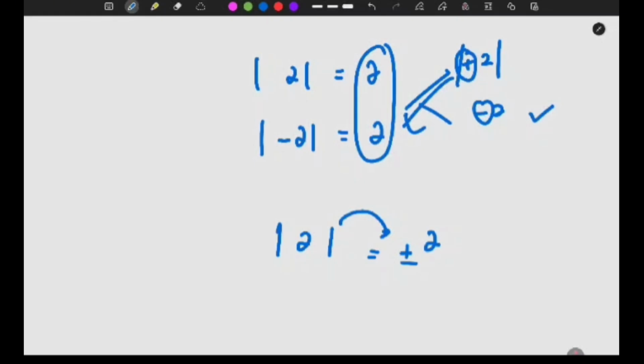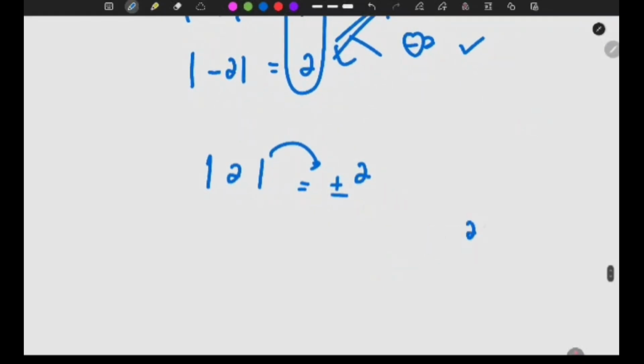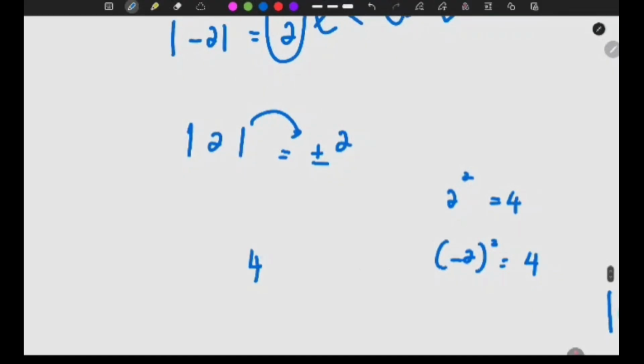That's the reason why when you shift the modulus, you get a plus minus. It's a similar concept to this: if you have 2 squared, it can be 4, right? Negative 2 squared is also 4, isn't it? So now this 4 comes from this square or this square. It can be both, right? So we can say plus minus. That's how we will do it. Same for the modulus also. You get the idea?